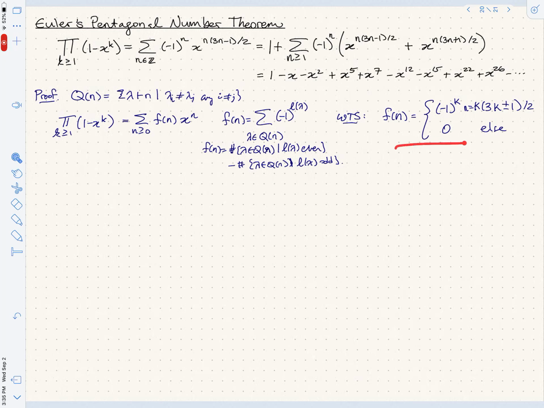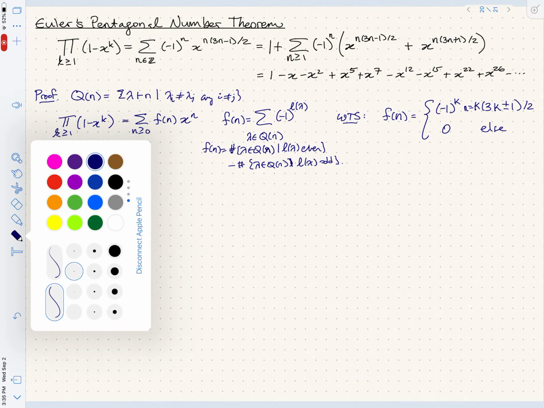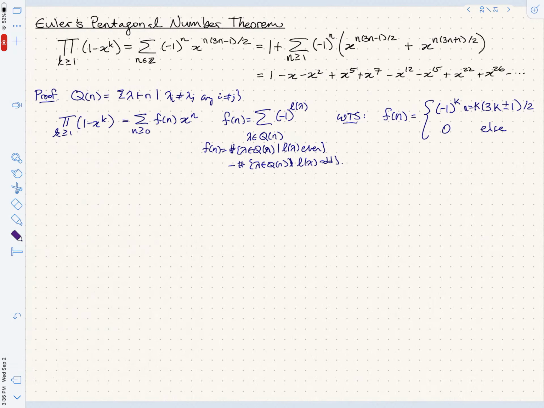Okay, and we want to show, so that's what we know, and this is what we need to show. And now how are we going to do that? Well, we're going to do that with what's called a sign reversing involution.